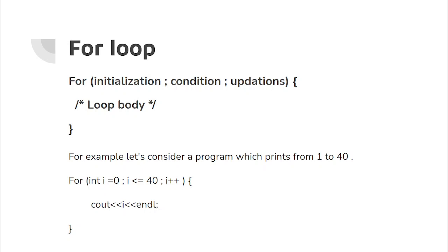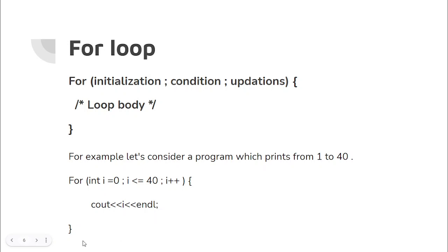Then it moves to the condition. Here the condition is I should be less than or equal to 40. So we have met the condition, because as of now, the value of I is only 0. So the condition is true. So it goes inside the loop body. The loop body here is cout I and endl. Cout is used to print the value of I. So here the value of I now is 0, so it will print 0. Then it will break the line, it will move to the next line. That is why we are using endl.